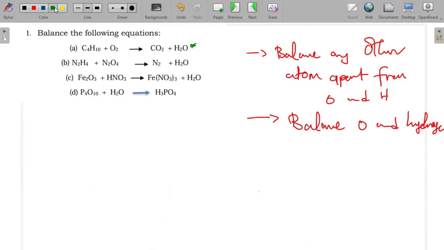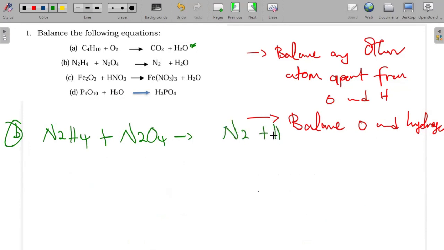So how do we balance B? So B, we have N2H4 plus N2O4, and then this is producing N2 plus H2O. Okay, so let's look at the atoms that we have. So we have nitrogen, hydrogen, and oxygen. So we balance any other atom apart from the oxygen and the hydrogen.